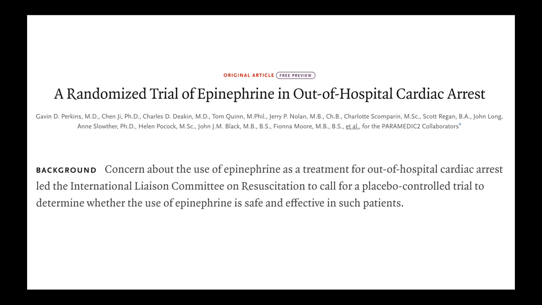One thing that makes it difficult for drugs that make it to guidelines, and one thing that makes it difficult for researchers, is to really test the safety and efficacy of these drugs for a particular condition. In this case, the condition is out-of-hospital cardiac arrest or somebody needing CPR. And if a drug makes it to the guideline level, it's dang near impossible, if not unethical, for researchers to randomize patients to either A, get a medication that's on our guidelines, or B, receive nothing at all. And so the concern about the use of epinephrine as a treatment for out-of-hospital cardiac arrest led the International Liaison Committee on Resuscitation to call for a placebo-controlled trial to determine whether the use of epinephrine is safe and effective in such patients.